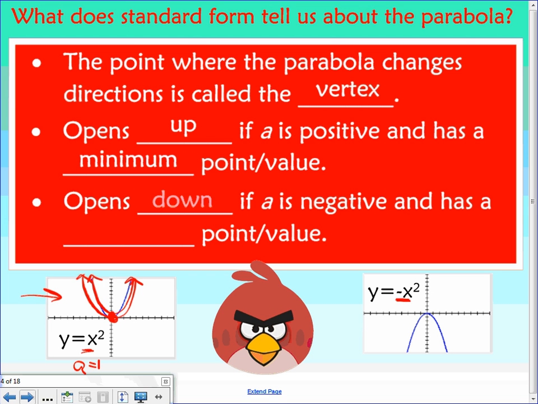That means your graph is going to open downwards. More of that Angry Bird look to it, or throwing something through the air. So if that's the case, it's going to open downwards. And again, where's that point where it changes direction? It's going up, up, up, up, stops, and then it's going to go back down again. What is that point called? That's your vertex. And in this case, it is the maximum point or value, because it's the highest point on your graph, not the lowest.